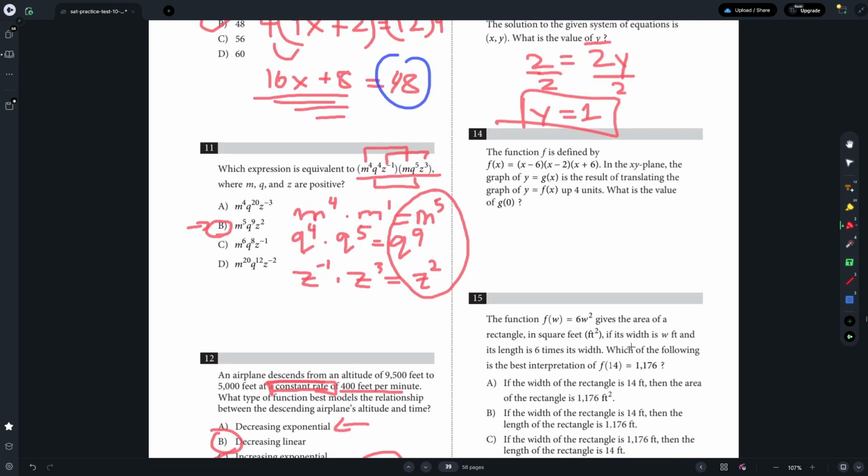Okay. The function f is defined by f of x equals (x minus 6)(x minus 2)(x plus 6). In the xy plane, the graph of y equals g of x is the result of translating the graph of y equals f of x up 4 units. What is the value of g of 0? Okay, so we discussed this before about translating the graph, right? Translating the graph just means moving the graph, right? And it says up 4 units. That means the graph is just moving up 4 units, right? So how do we do this?